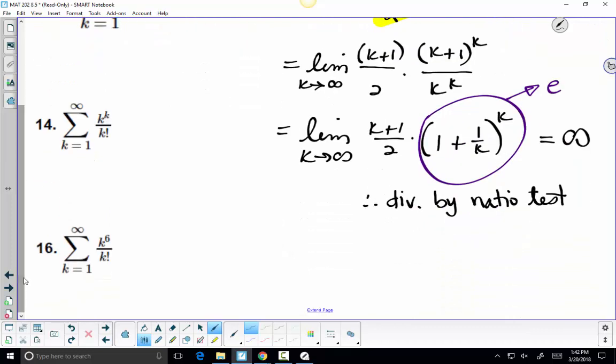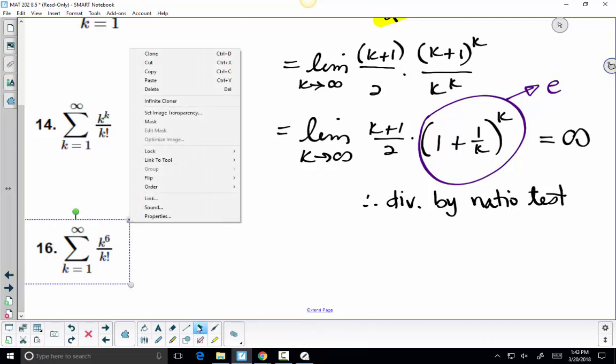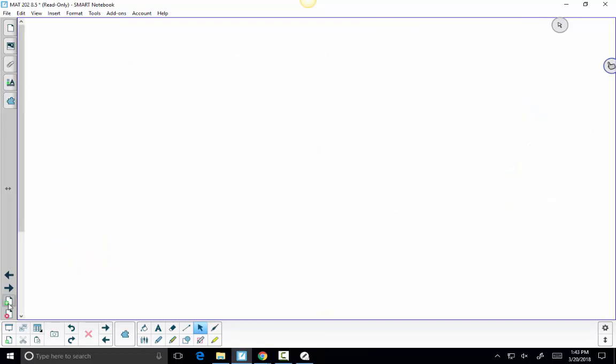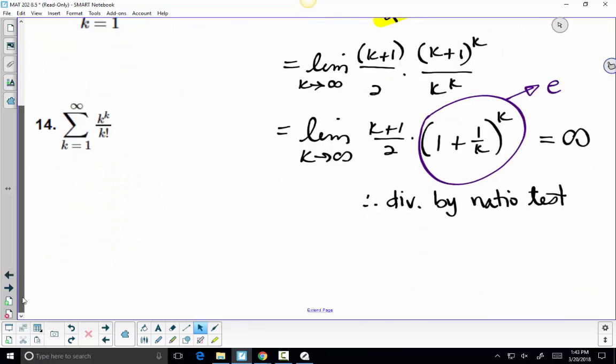All right, so we need to move with this. I don't know how we got so crowded on here. Let's cut that. Put that one on the next page. Go back. All right, let's do this second one here.